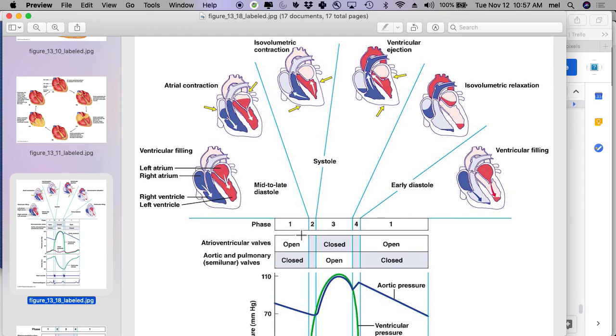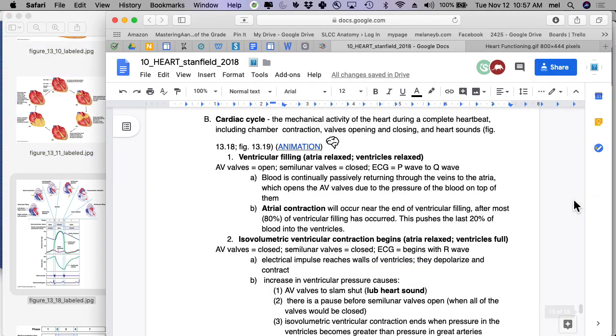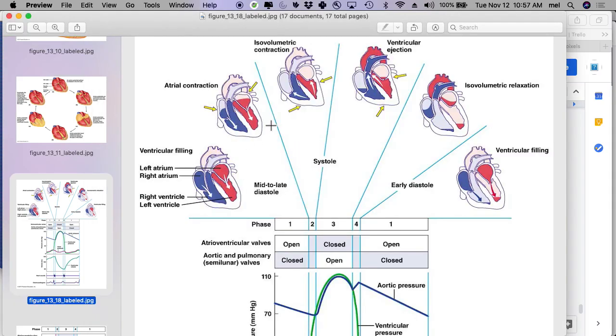At the end, one question for you. During ventricular filling, the AV valves are open. But can anybody explain to me why the AV valves opened? Because they've opened and I haven't contracted the atria yet. Why do the AV valves open?